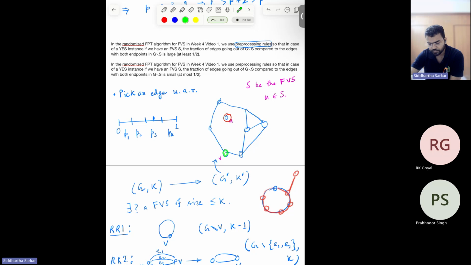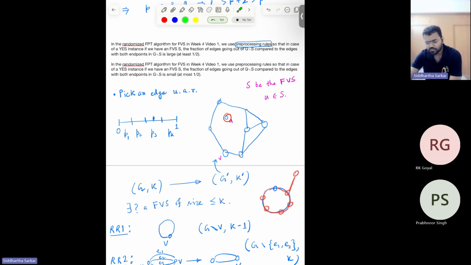Now, if there is an edge which is incident to V, then I do not know whether this edge is taking part in a cycle or not. So if you had a different algorithm, if you had taken U and V both into the FBS, then you could have deleted the edges which are incident to V as well. But in this algorithm, we are picking one of the endpoints of UV, and whichever endpoint you pick, you delete the edges which are incident to that vertex. Yes, yes, it's clear.